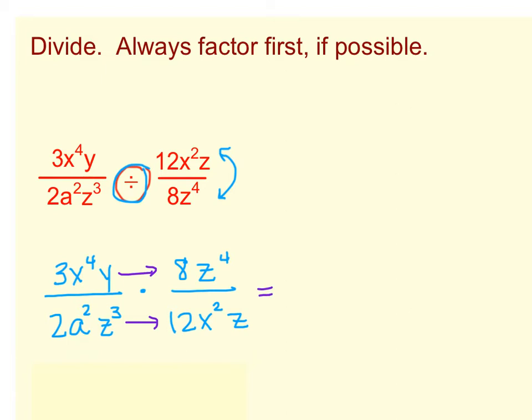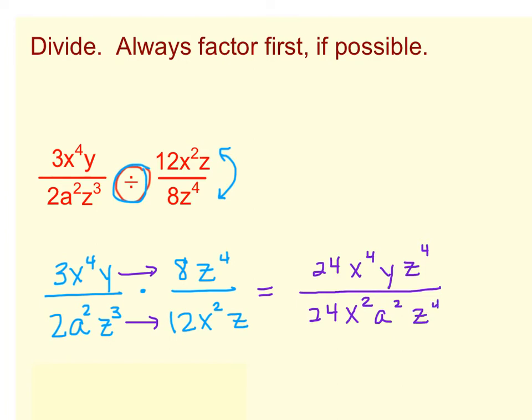So multiply the coefficients first. 3 times 8 is 24. Then we can multiply our x's, our y's, and our z's. You might notice that there are no x's, y's, or z's to actually multiply, so those all stay the same. We're going to put this over our denominator and start by multiplying your coefficients. 2 times 12 is 24. X squared, I have a random a in here, that's nice. A squared. And then z cubed times z is z to the 4th.